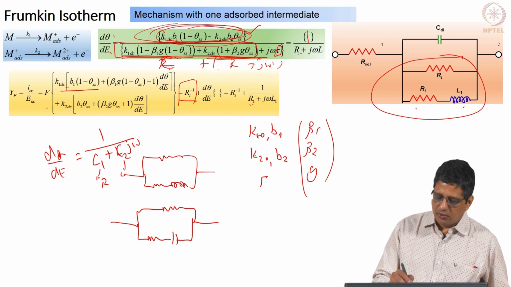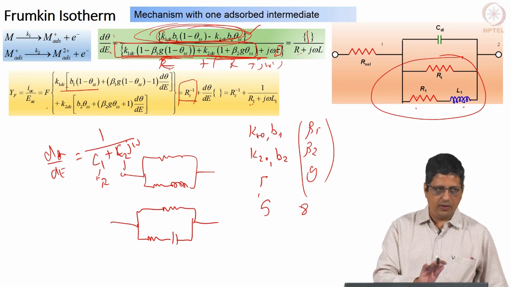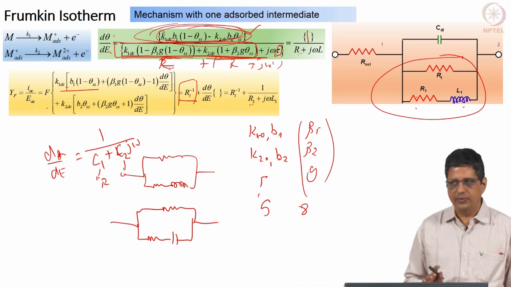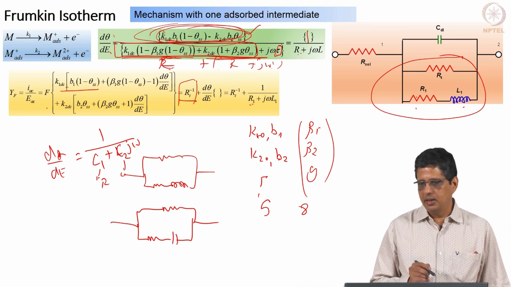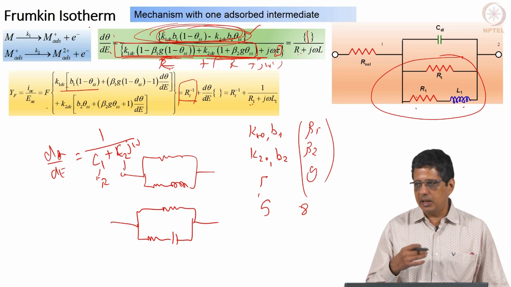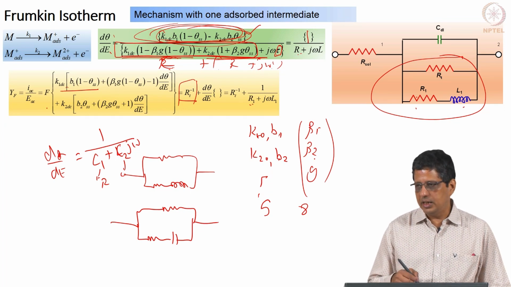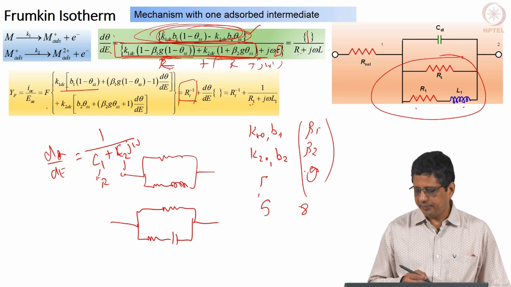So, 5 parameters in Langmuir, 8 parameters in Frumkin for an equation which looks the same. The equation looks the same, the mass balance and charge balance equations look the same. It is just the form of the kinetic parameters that we are making dependent on theta, therefore it gives rise to this.